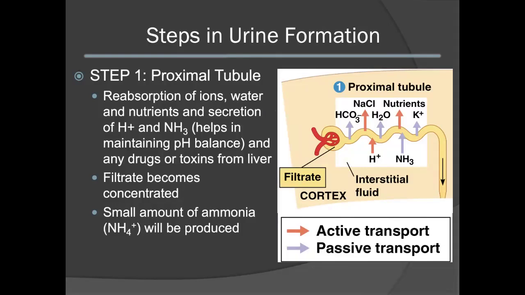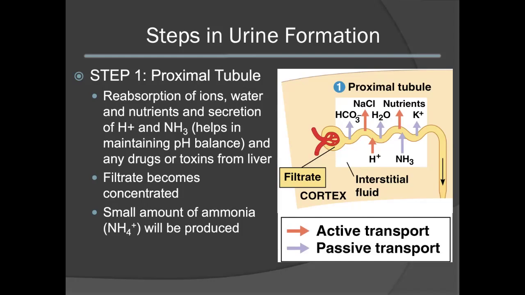We're now going to take a look at the steps involved in urine formation. We begin with looking at the proximal tubule. The proximal tubule is a site of the reabsorption of ions, water, as well as nutrients. It also involves the secretion of hydrogen ions as well as ammonia. This helps to maintain the overall pH balance of the blood and tissues. It also helps to remove any drugs or toxins from the liver.